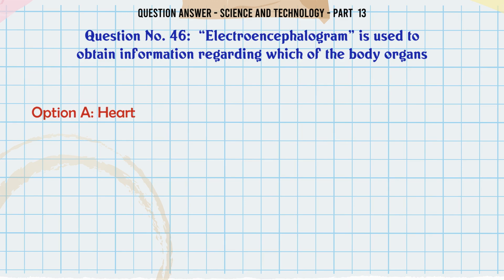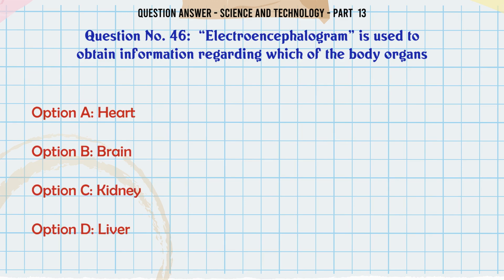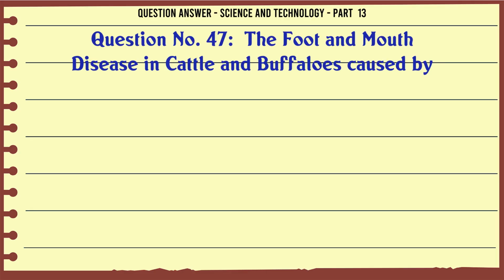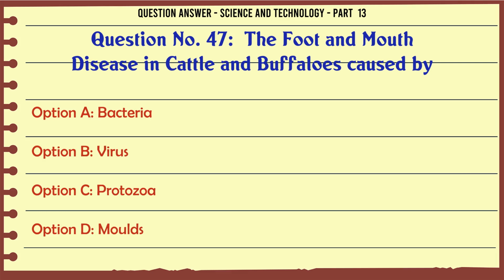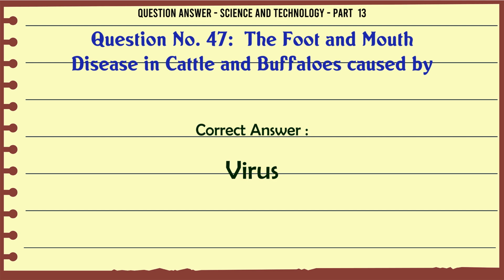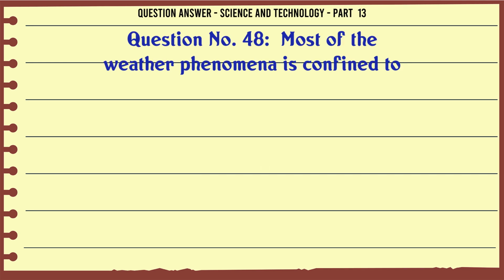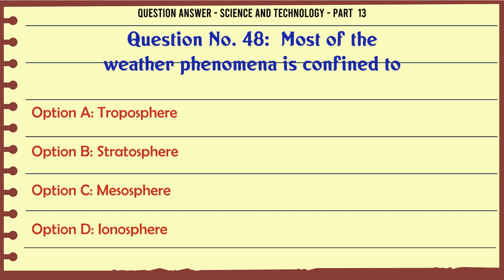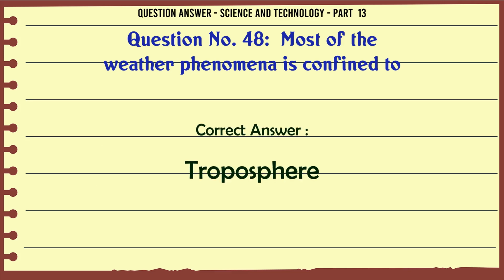Electroencephalogram is used to obtain information regarding which of the body organs? A. Heart. B. Brain. C. Kidney. D. Liver. The correct answer is brain. The foot and mouth disease in cattle and buffaloes is caused by A. Bacteria. B. Virus. C. Protozoa. D. Molds. The correct answer is virus. Most of the weather phenomena is confined to A. Troposphere. B. Stratosphere. C. Mesosphere. D. Ionosphere. The correct answer is troposphere.